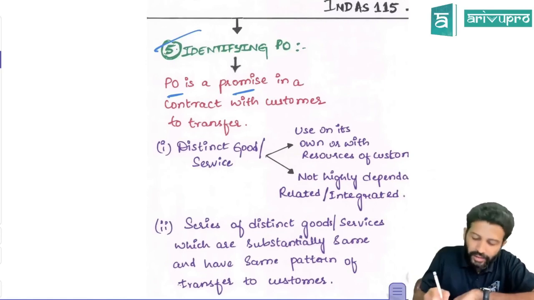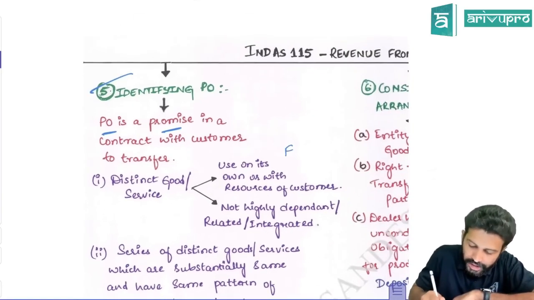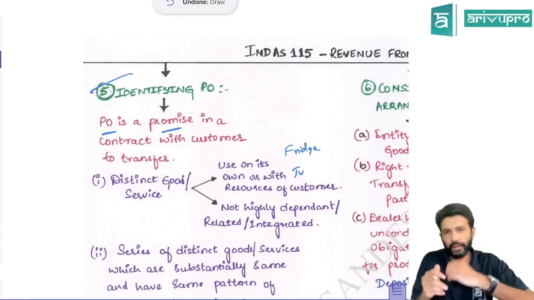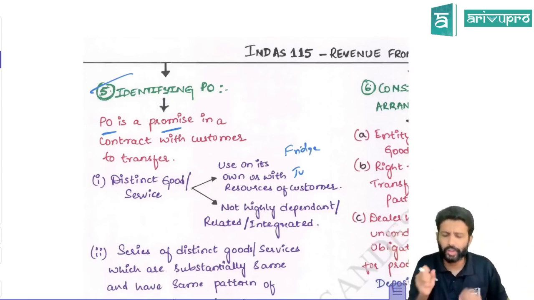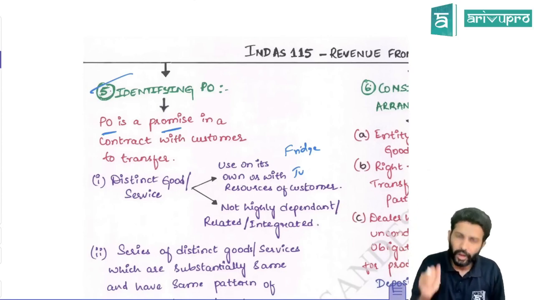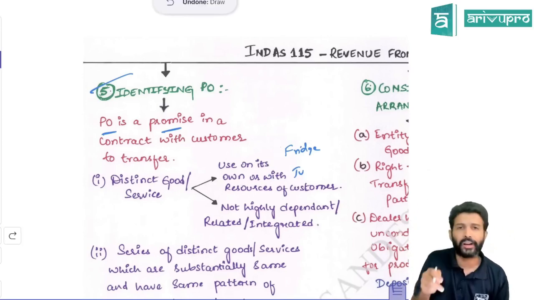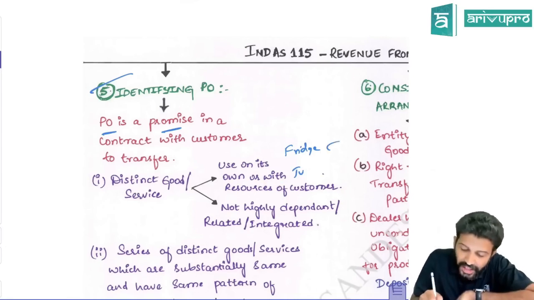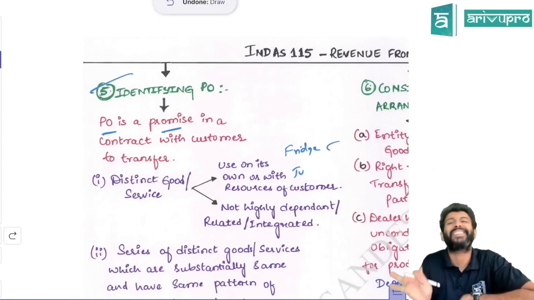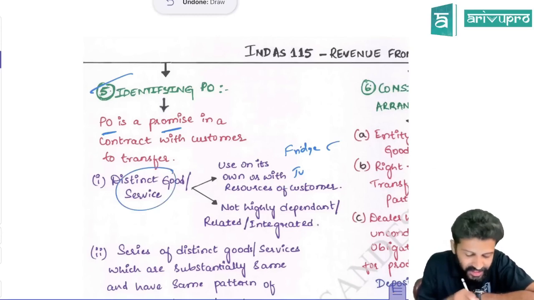Sir, let's say you made a contract to sell. You are an electronics dealer. You sell electronic equipments. You made one contract to sell a fridge as well as a TV. Now, sir, in this contract, how many promises are there? One or two? Two. Why? Sir, this fridge and TV, are they same or are they different? They're different. That's what we mean by distinct goods or service.